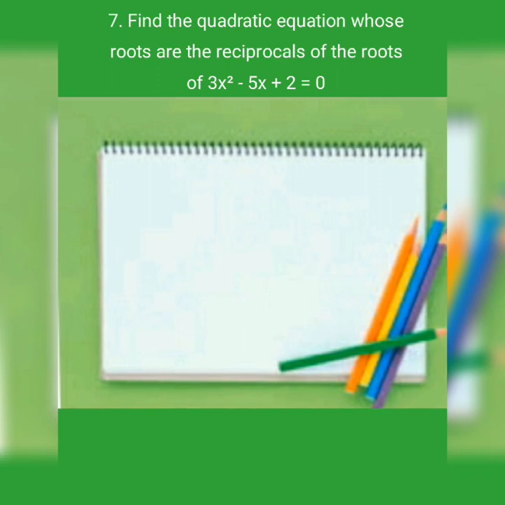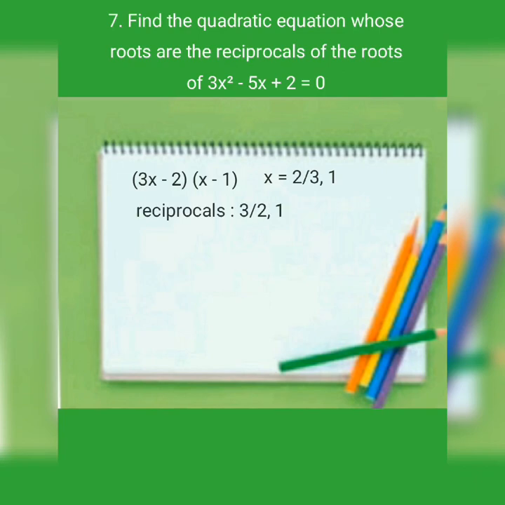Find the quadratic equation whose roots are the reciprocals of the roots of 3x squared minus 5x plus 2 is equal to 0. First, get the factors. The factors of 3x squared minus 5x plus 2 are 3x minus 2 and x minus 1. And the roots are 2 thirds and 1. Since we are to get the reciprocals, the roots are 3 halves and 1.